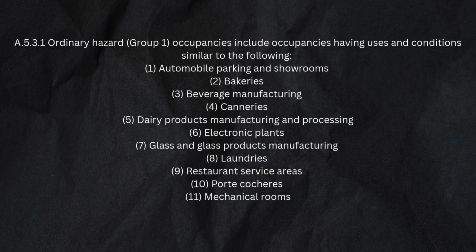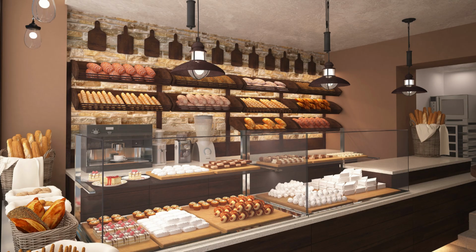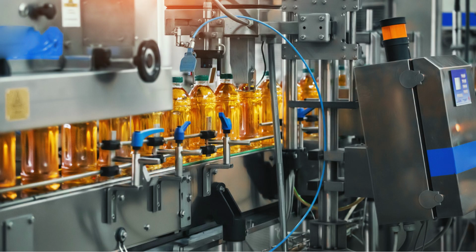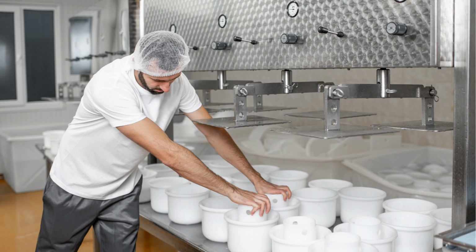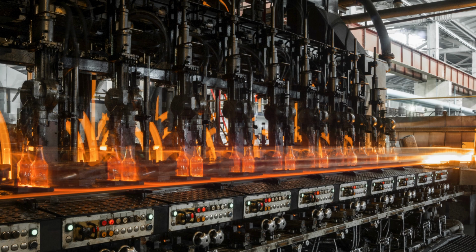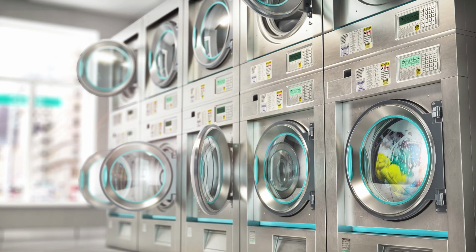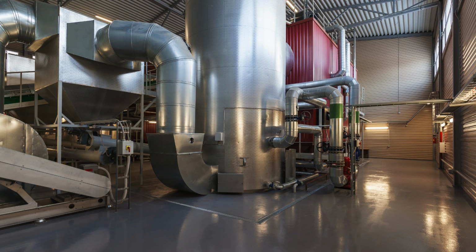5.3.1. Ordinary hazard, group 1. Occupancies include occupancies having uses and conditions similar to the following: automobile parking and showrooms, bakeries, beverage manufacturing, canneries, dairy products manufacturing and processing, electronic plants, glass and glass products manufacturing, laundries, restaurant service areas, porte cochères, mechanical rooms.